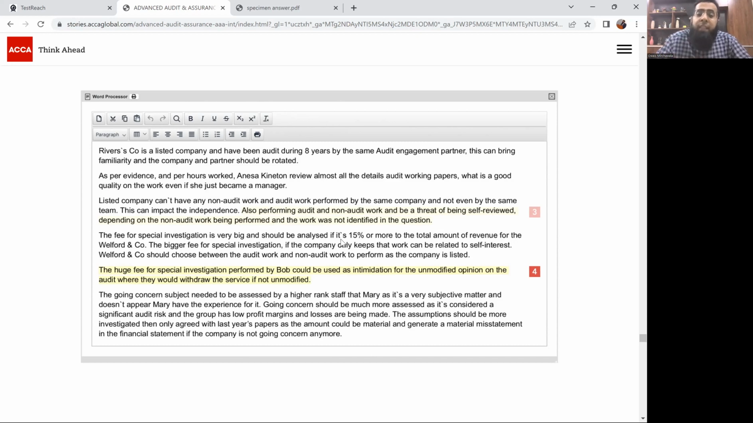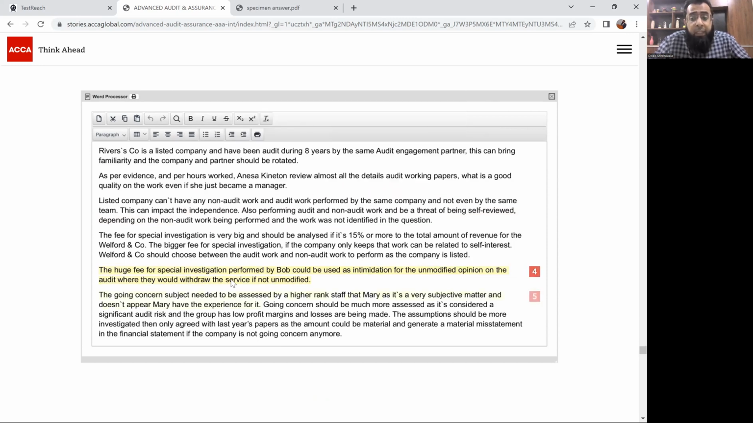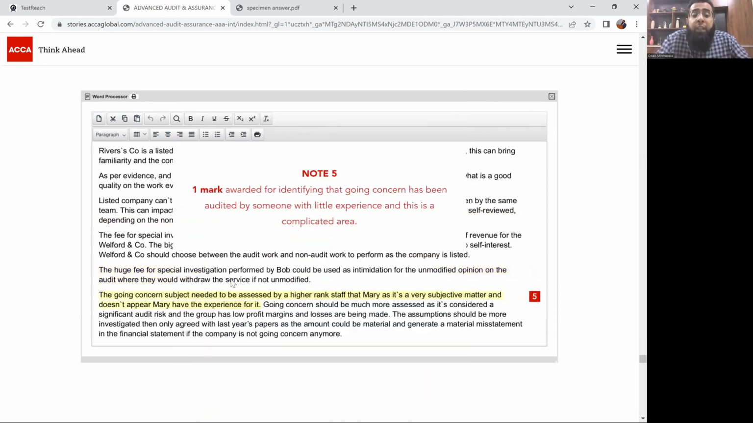Now, this was a misleading statement because 15% relates to total revenue generated from a single client. Okay. The huge fee for special investigation performed by Bob could be used as an intimidation for unmodified opinion. This was a good point, that if there is fee dependency, it will create an intimidation threat. So 1 mark was given for identification of intimidation and explanation that they may force us to give the unmodified opinion.